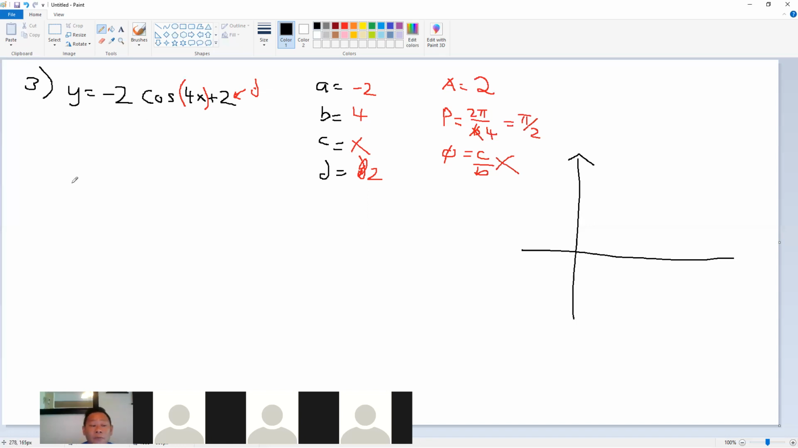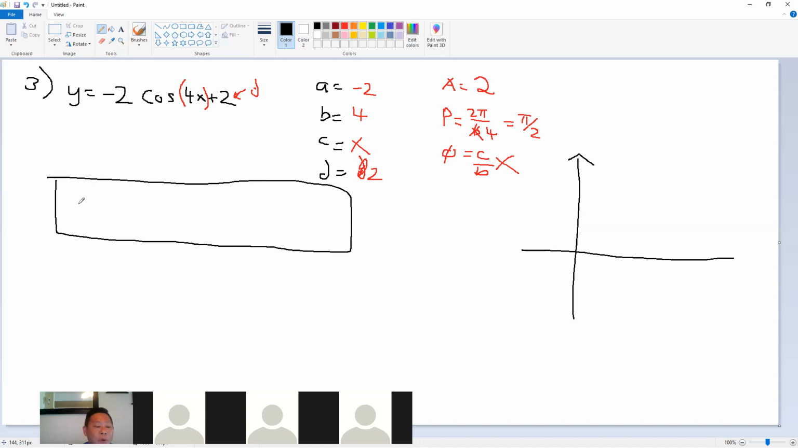Now don't forget, when you draw the cosine graph, we need those 5 points, right? The 5 original points. Does anyone remember what the 5 original points are for the cosine graph?